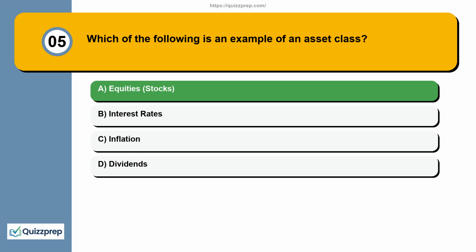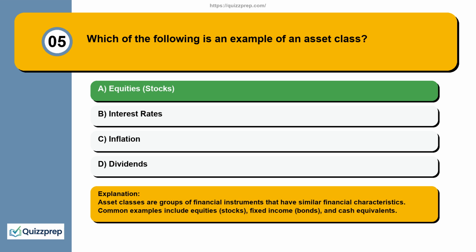Equities, stocks. Explanation. Asset classes are groups of financial instruments that have similar financial characteristics. Common examples include equities, stocks, fixed income, bonds, and cash equivalents.